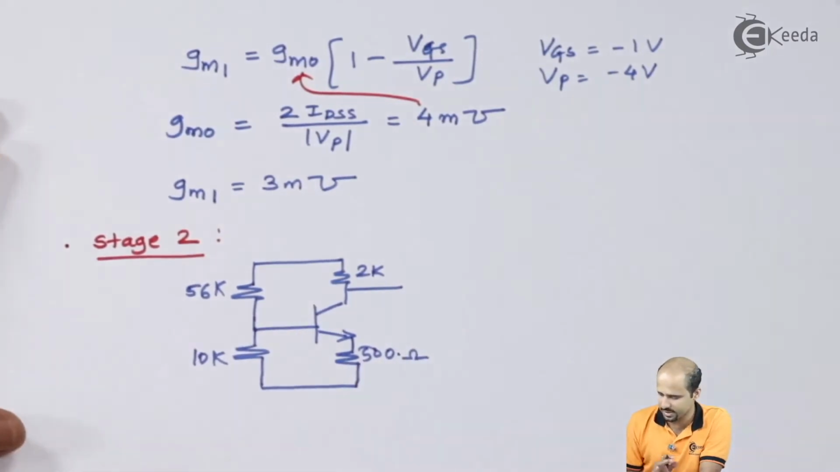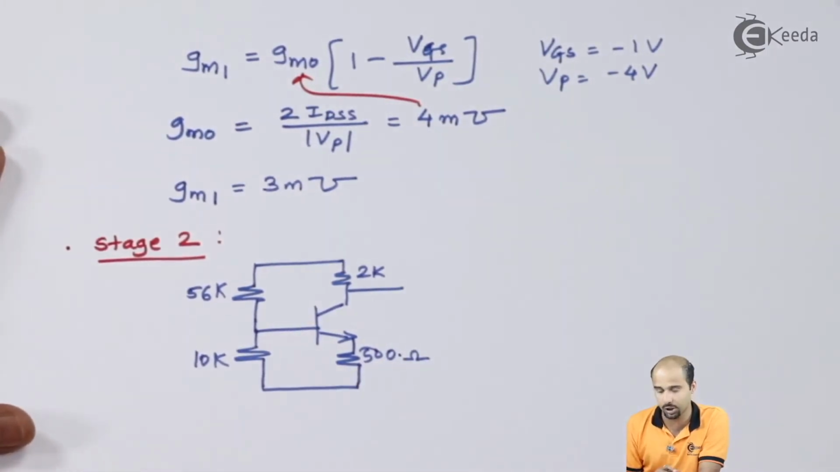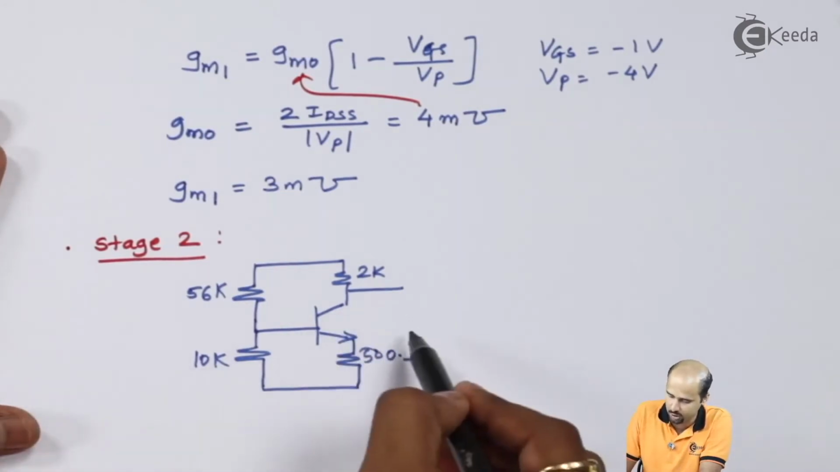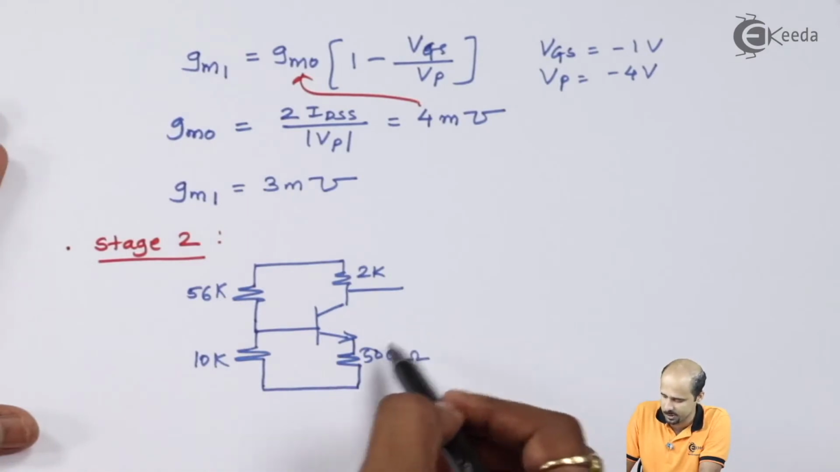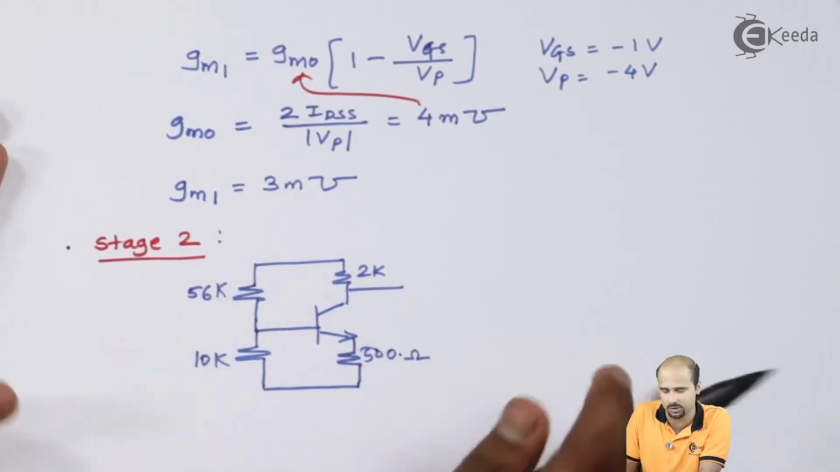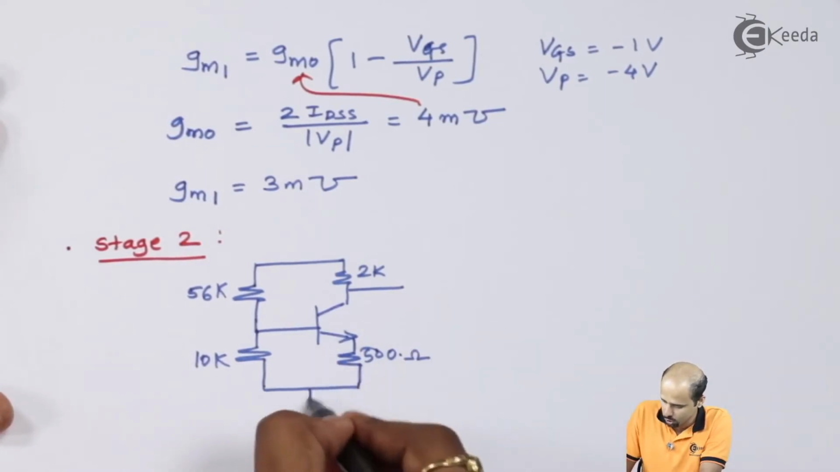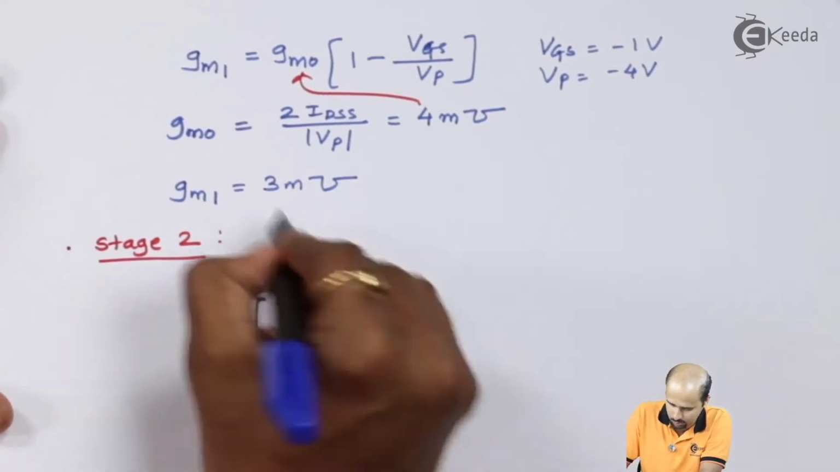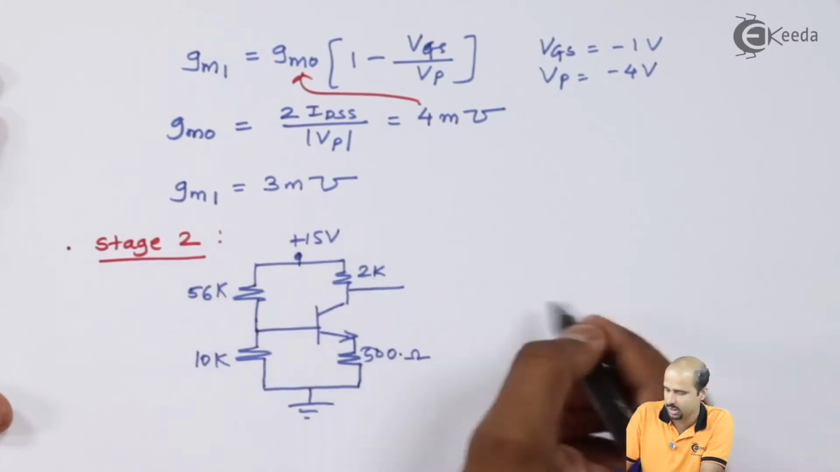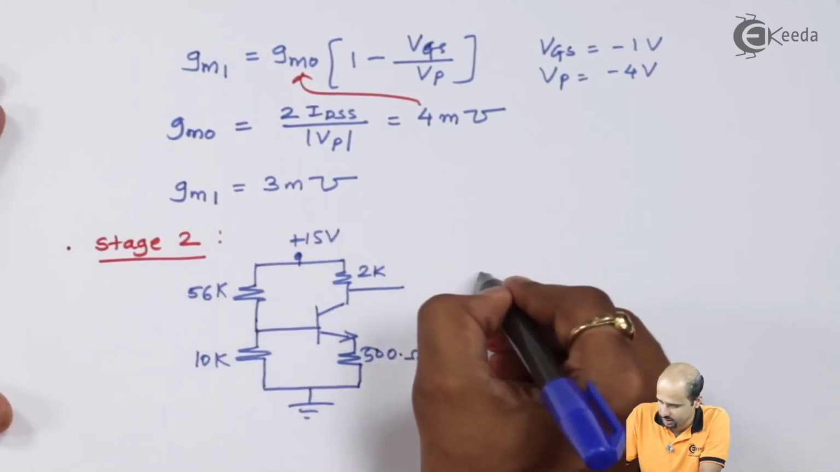Okay, so as far as stage 1 is concerned, we have finished the AC parameters, but not yet got the values of the Q point. We'll calculate it later on. First we will find out the values required for the AC analysis. We'll find out the Q point of stage number 2, and then we'll move towards the Q point analysis of stage number 1. So this is your plus 15 volts. We have to calculate the value of VTH and RTH, right?